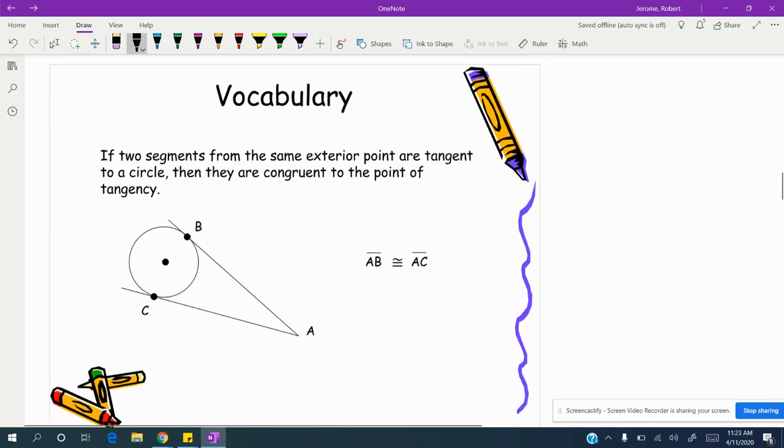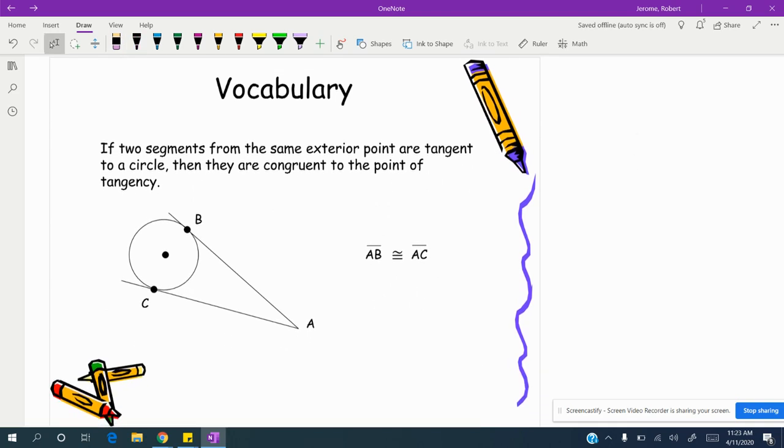One of the other things about a tangent is that we could have multiple tangents. And if the tangents come from the same point to the same circle, they are congruent. Now, they're only congruent up to the point of tangency. We don't really know what happens after the point of tangency, so we can't worry about what happens after that point. So the tangent from A to B and the tangent from A to C are congruent to each other.